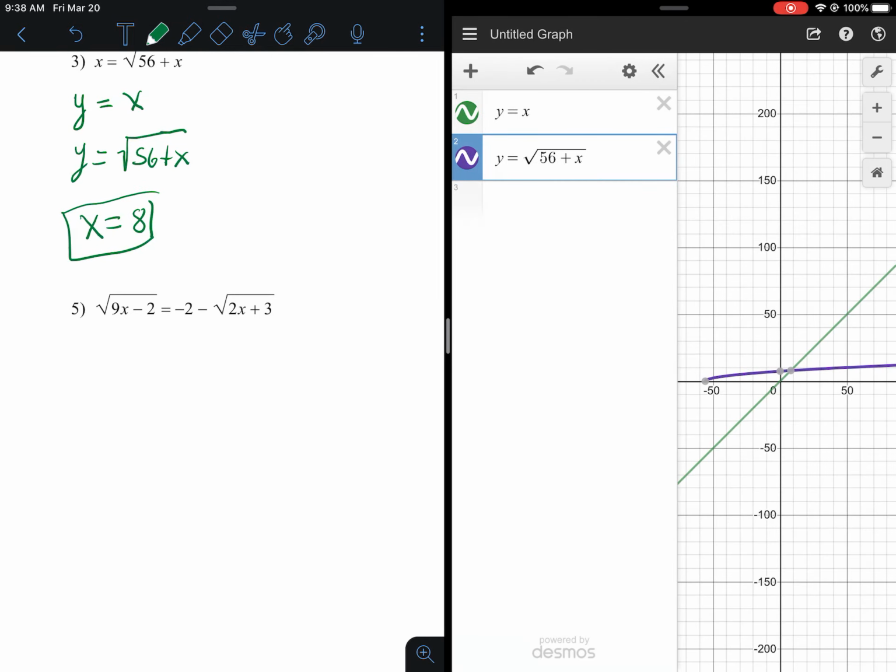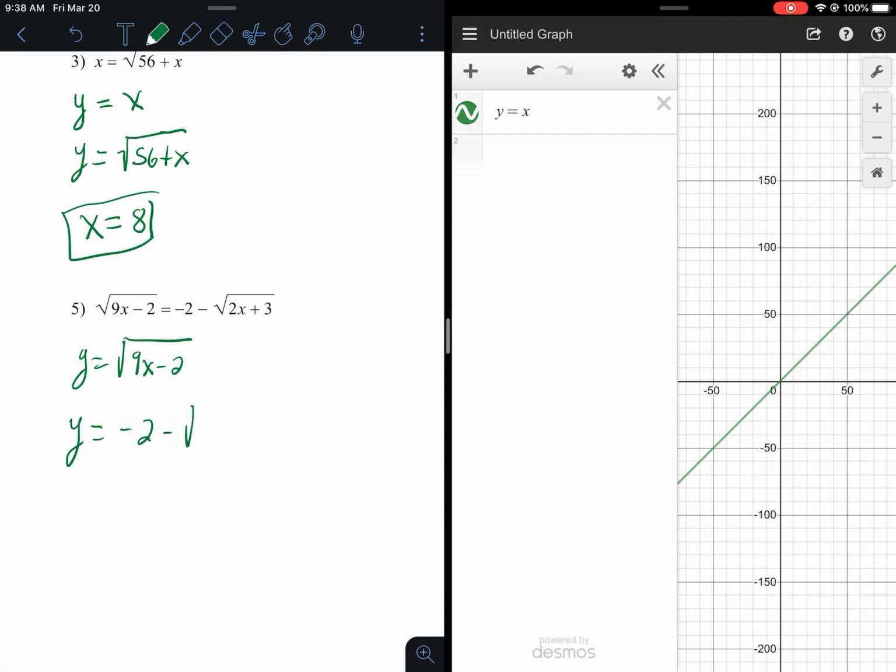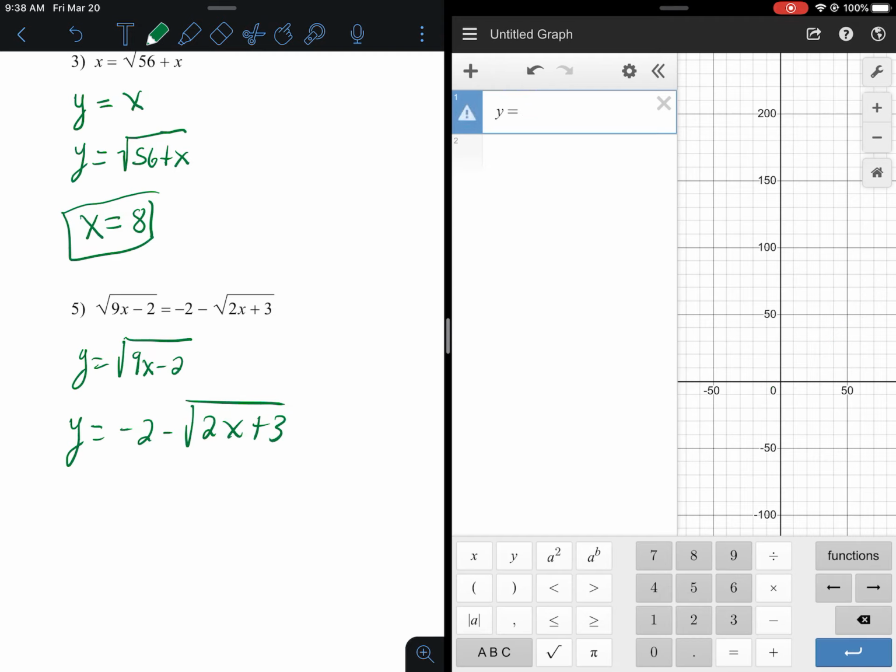All right, last example here. This time we have a more complicated one. If I was doing this one by hand, it would require me to square both sides and FOIL out the right-hand side. Using Desmos is a good way to check your answer if needed. So I'd say y equals the square root of 9x minus 2, which is the left side, and y equals the right-hand side, negative 2 minus the square root of 2x plus 3.